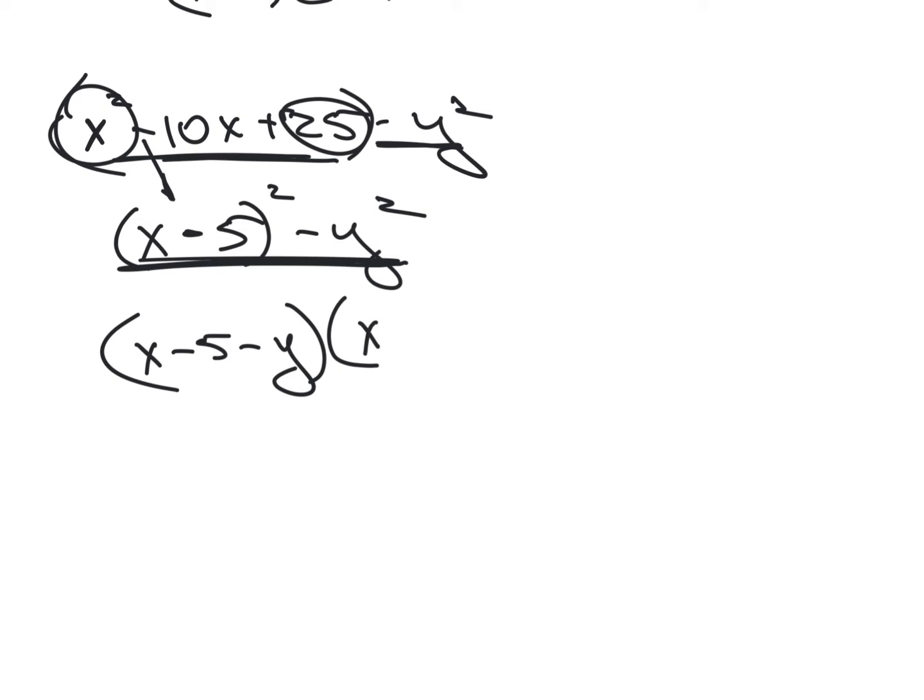times x minus 5 plus y, because this is the difference of 2 squares like we have been doing in this section. Can I take the square root of x minus 5 squared? Yes, it's x minus 5. Can I take the square root of y squared? Yes, and it's y. I've got a minus sign, which I have to, so I have a minus here and a plus here. And now I have an answer like what I've got.